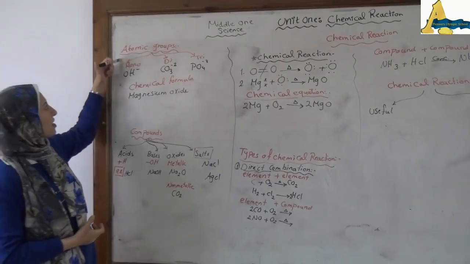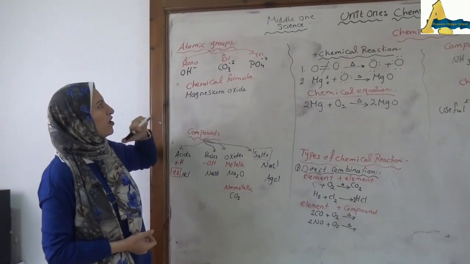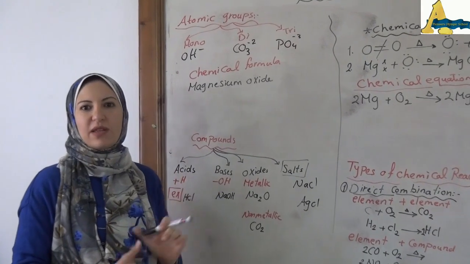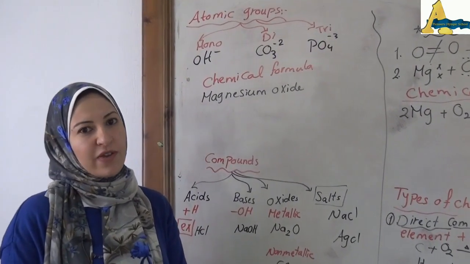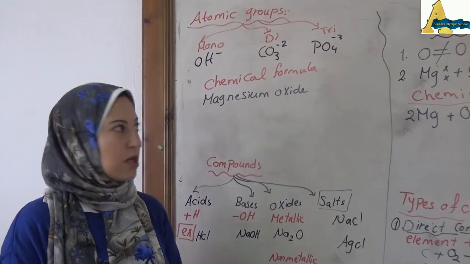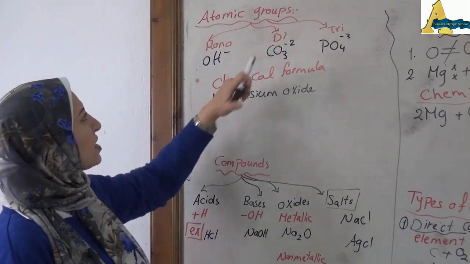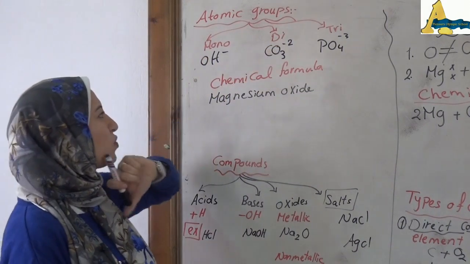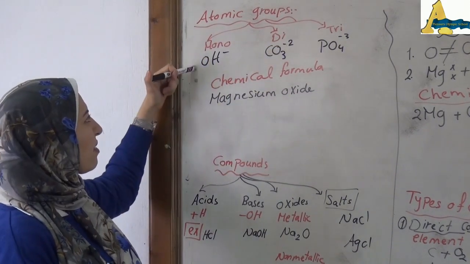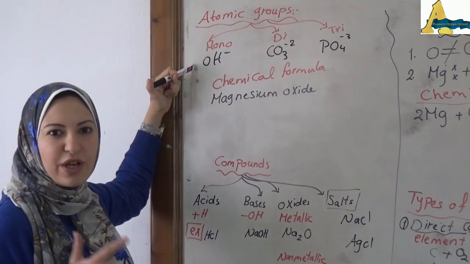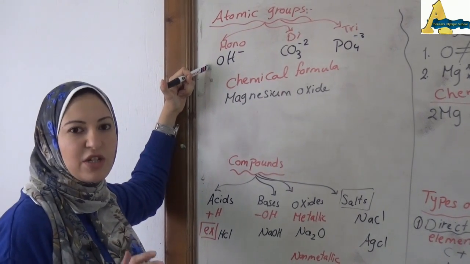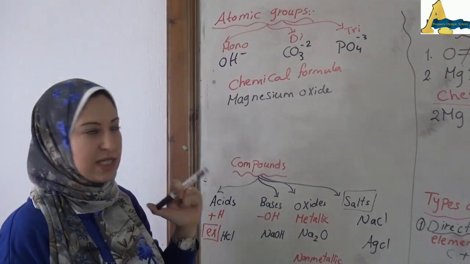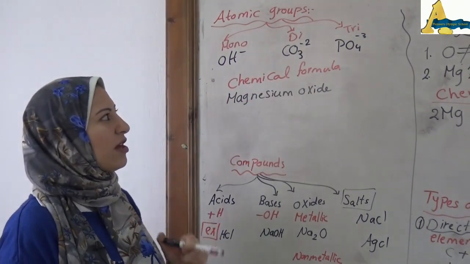Now we're going to study the atomic groups. Atomic groups are a set of atoms joined together, behaving like one atom during the chemical reaction, having their own valency, and they do not exist solely. We said examples for the atomic groups. We have monovalent, divalent, and trivalent atomic groups. We took a lot of examples for that, like hydroxide, bicarbonate, nitrate, nitrite, and ammonium. Examples for the divalent: carbonate and sulfate, and the trivalent is phosphate.